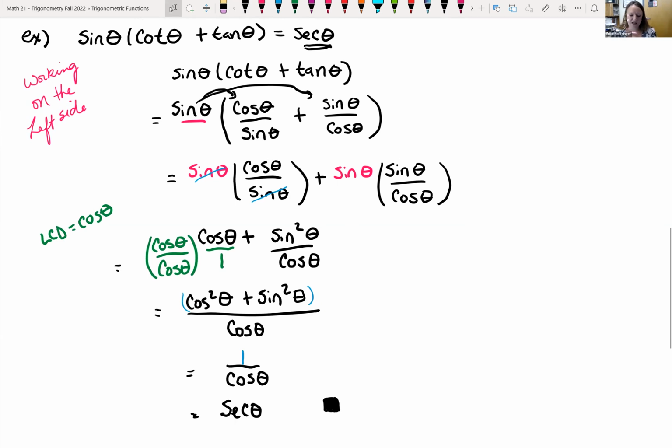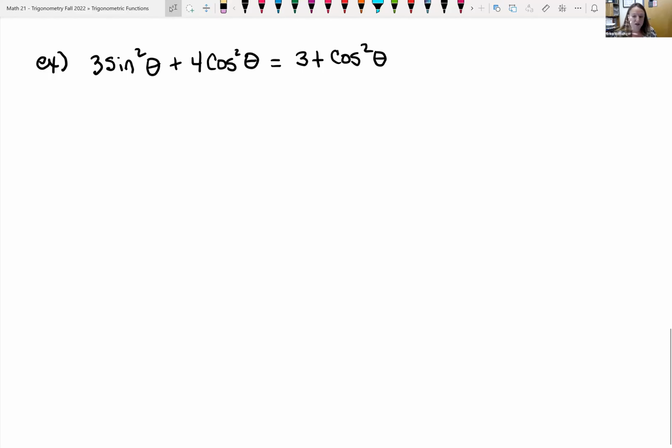So that was a good one because it used a lot of the techniques that it was talking about using to help us manipulate these to give us what we want. So our next example in front of us, we want to show the identity, or establish the identity, that 3 sine squared theta plus 4 cosine squared theta is equal to 3 plus cosine squared theta.